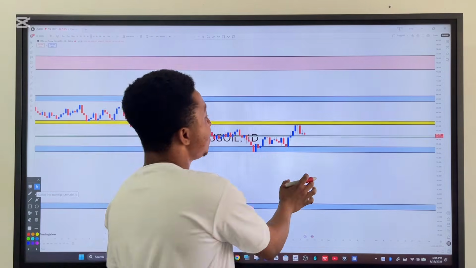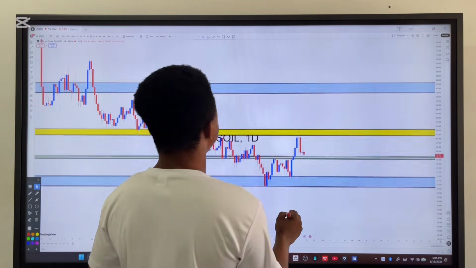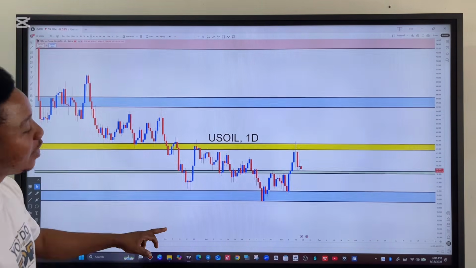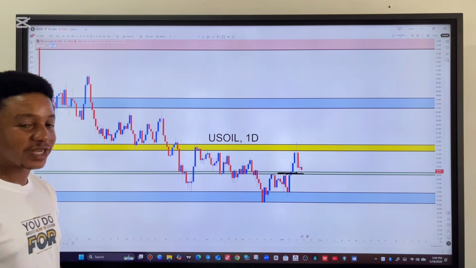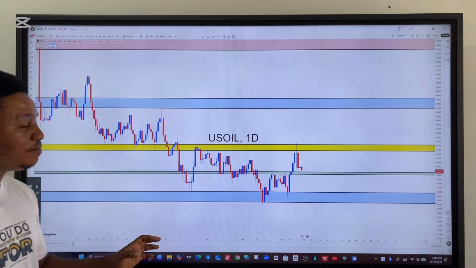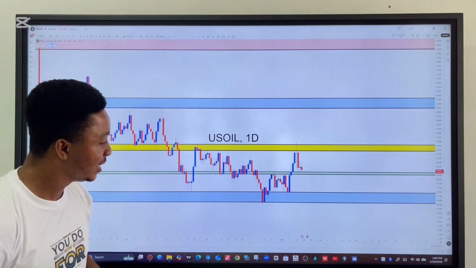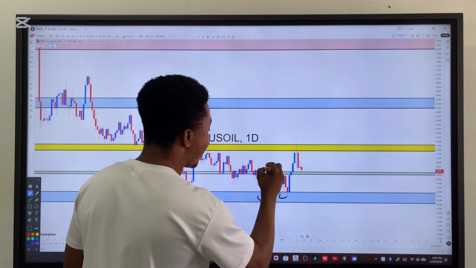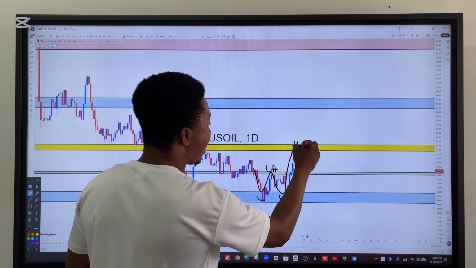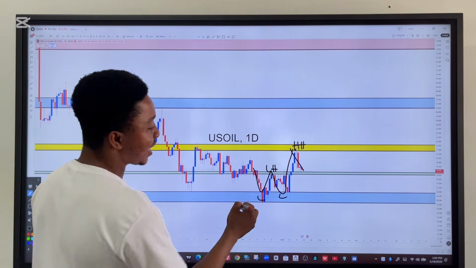Alright, so this is the daily time frame of US oil. Now US oil in the daily time frame, we have the daily mid-range zone over here. What has happened in the daily? On the daily, price is currently in an uptrend, all right? So we can call this equal lows. This is lower high, all right? This is what? Higher high. But price is what? In an uptrend.